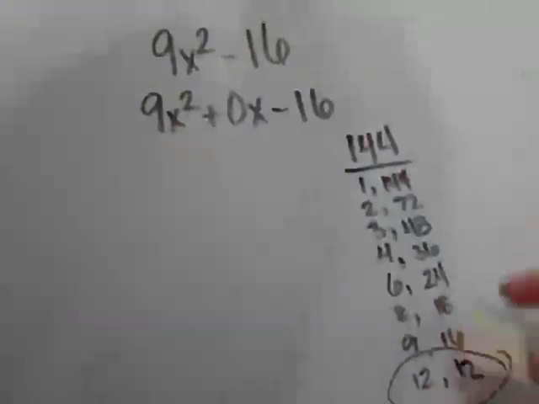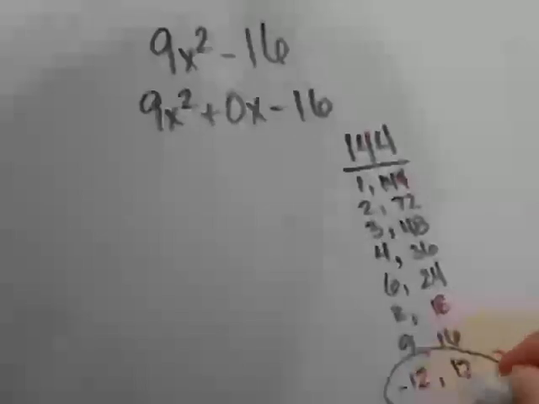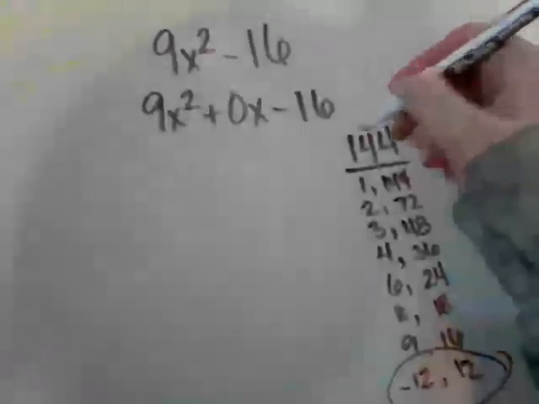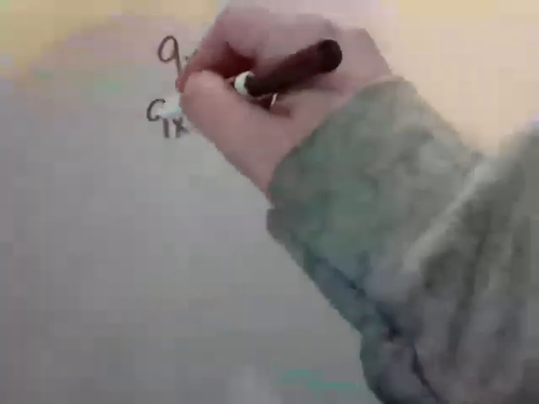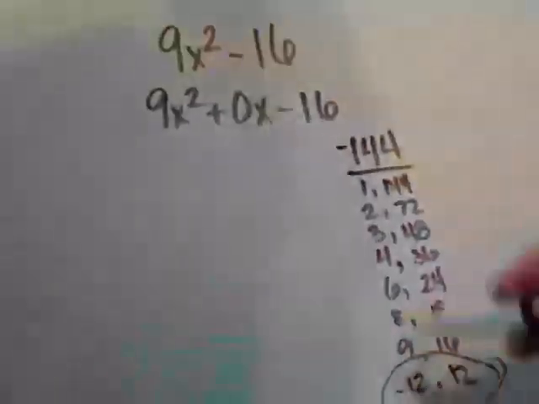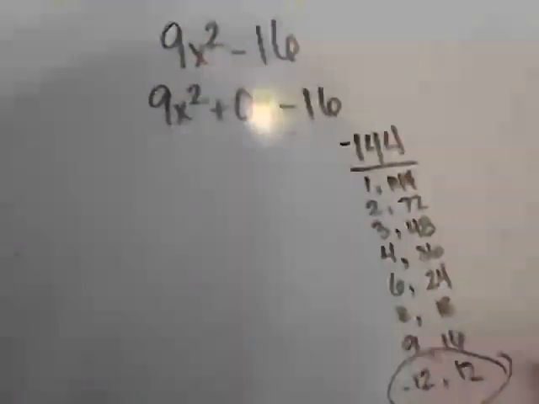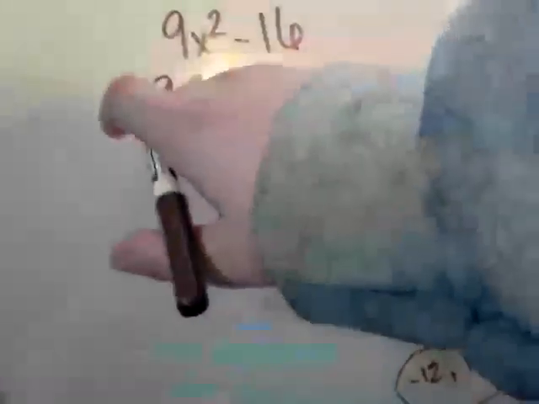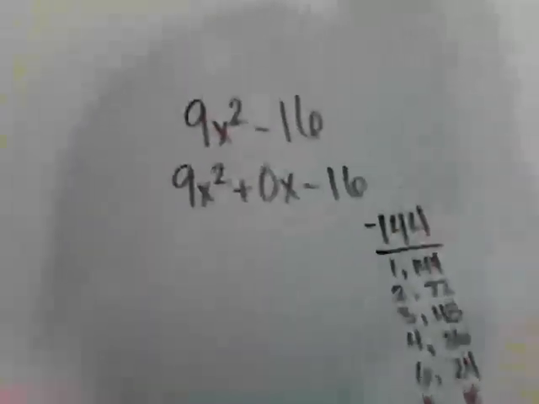So if we use the box method here, one of the 12s has to be negative and one has to be positive, and that's okay because our 144 actually was a negative 144, right? 9 times negative 16 for the negative 144. Everything checks out here. But since this one has a leading coefficient, we do need to use the box method.